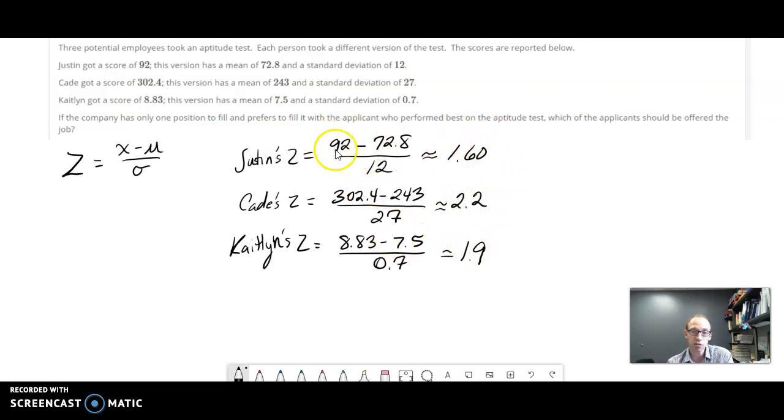Even though Justin's raw score was higher than Caitlin's, once you put it on a standardized score, a standardized way of measuring, Cade's score would be the highest, and Justin's score would be the lowest.